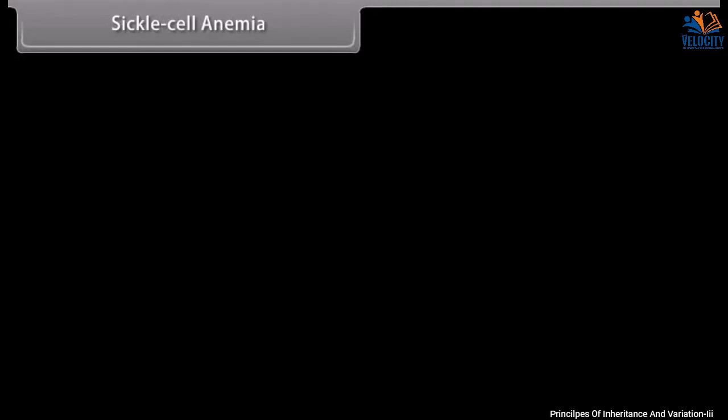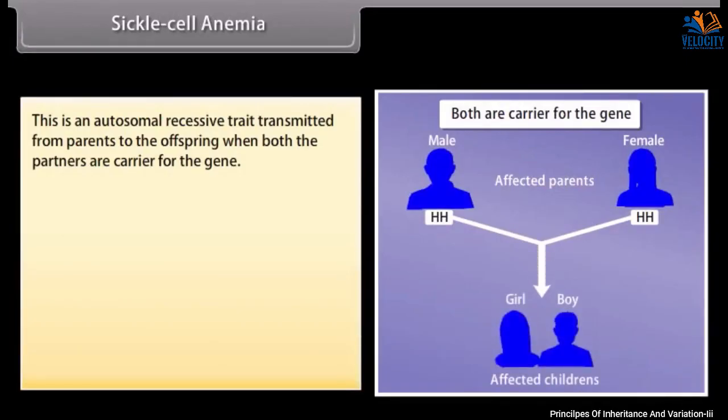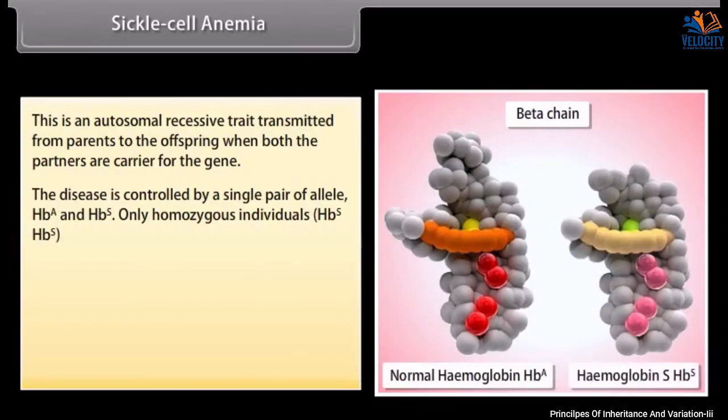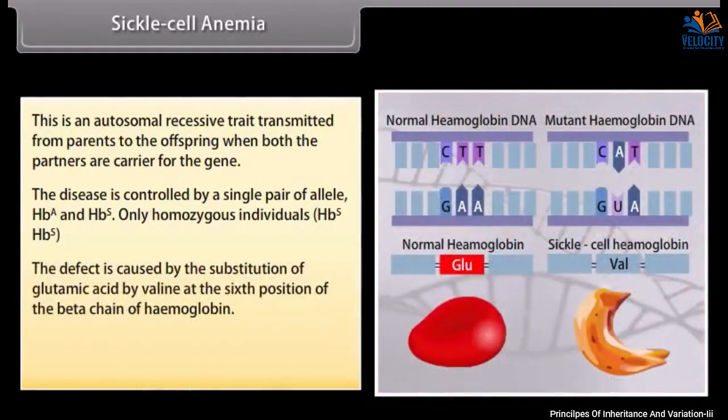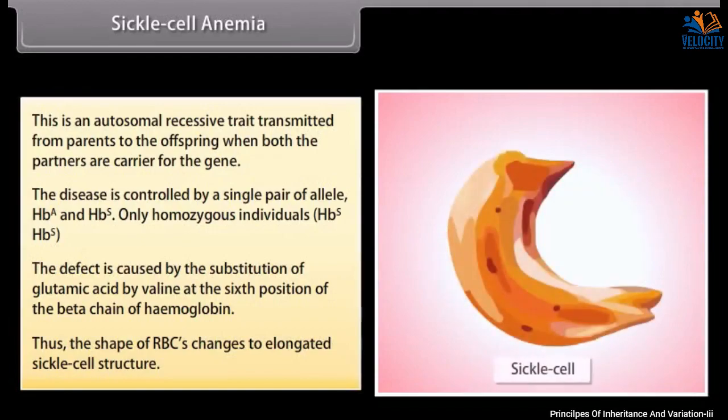Sickle cell anemia. This is an autosomal recessive trait transmitted from parents to the offspring when both the partners are carriers for the gene. The disease is controlled by a single pair of alleles, HbA and HbS, and only homozygous individuals, HbS HbS, are affected. The defect is caused by the substitution of glutamic acid by valine at the 6th position of the beta chain of hemoglobin. Thus, the shape of RBCs changes to an elongated sickle cell structure.